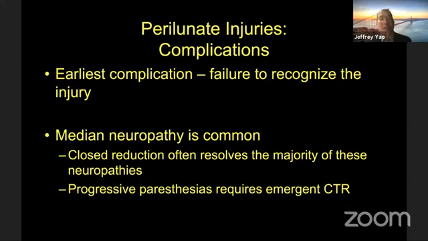What about complications of these injuries? The earliest complication is failure to recognize the injury. Like we spoke about before, it's commonly missed. Median neuropathy is common. Luckily, most of these are resolved when the reduction is achieved. But if there's progressive paresthesias, even after the reduction has been performed, this requires emergent carpal tunnel release.